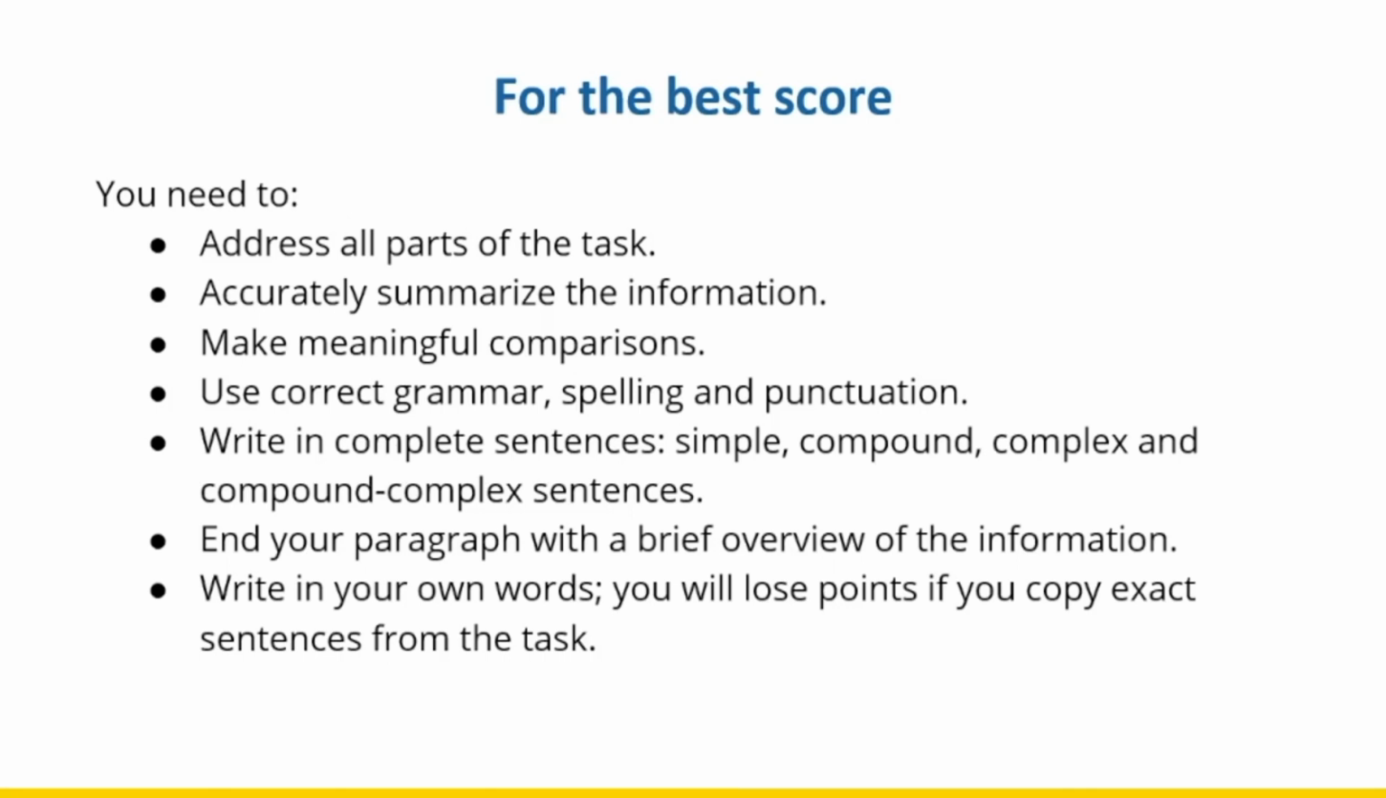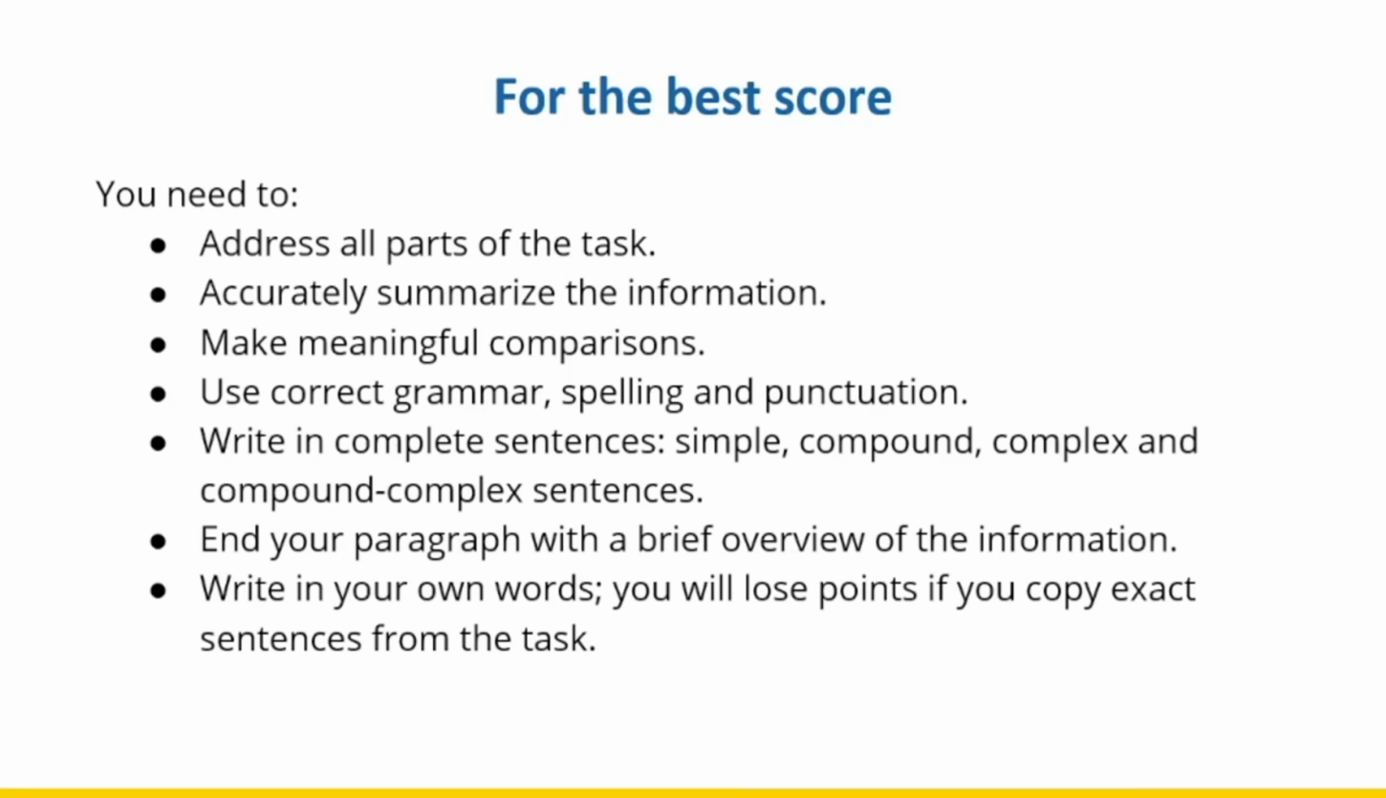Also use correct grammar, spelling, and punctuation, and write complete sentences. As you probably studied in your grammar class, we have 4 different types of sentences: simple, compound, complex, and compound-complex sentences. In order to get a better score, you have to make sure you have at least one of each. And try to end your paragraph with a brief overview of the information. So for example, if you're writing your body paragraphs and you have only one or 2 body paragraphs, try to end them with a brief overview of each paragraph and what you're presenting in that body paragraph.